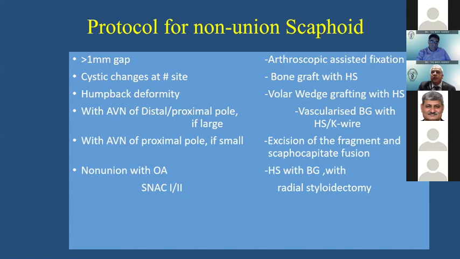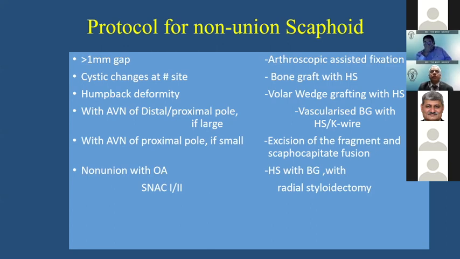Whenever there are cystic changes, you do a bone graft with a Herbert screw. Whenever there is a humpback deformity, you have to correct the humpback by doing a volar wedge grafting and then use a Herbert screw. Whenever there is avascular necrosis of the distal or the proximal pole or both, then do a vascular bone graft and fix it well with a Herbert screw. Sometimes when the proximal pole is very small, you will not be able to fix. Then you can always use a K-wire when you use a vascular bone graft, but immobilize for 8 to 10 weeks till the fracture union.